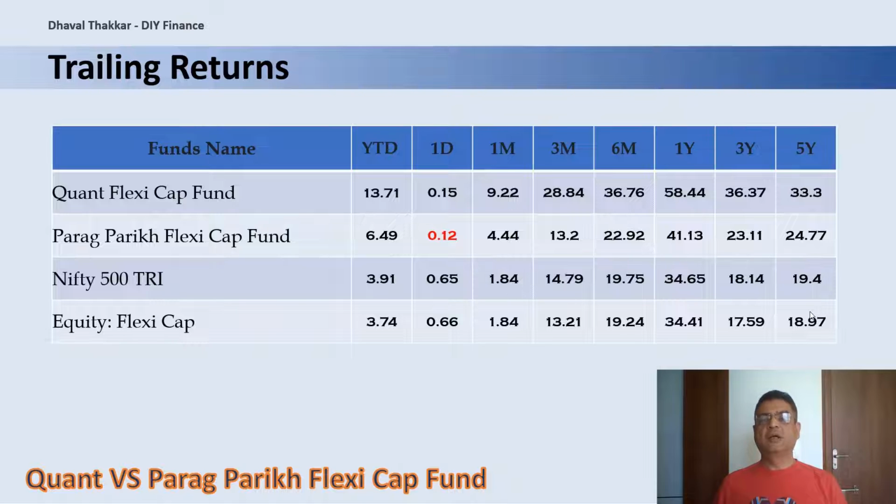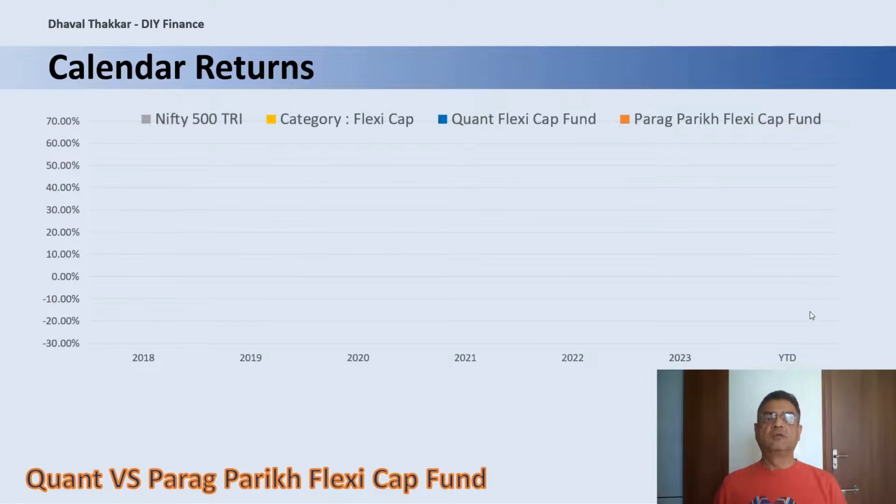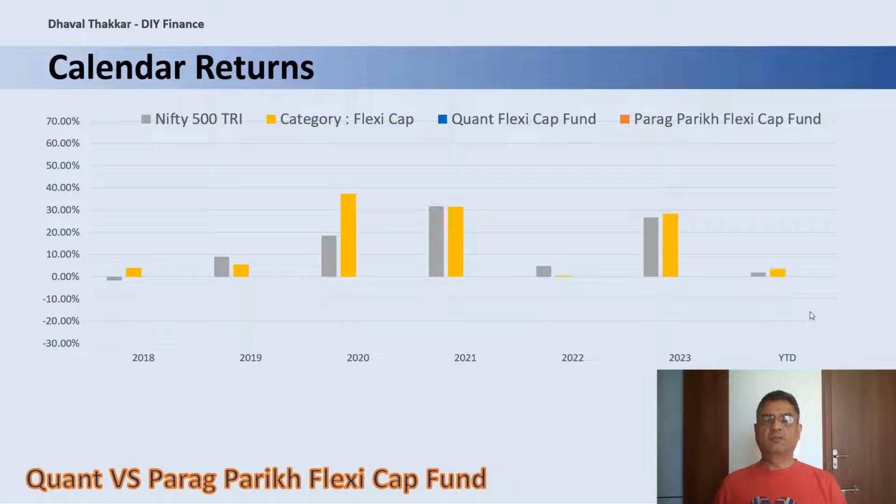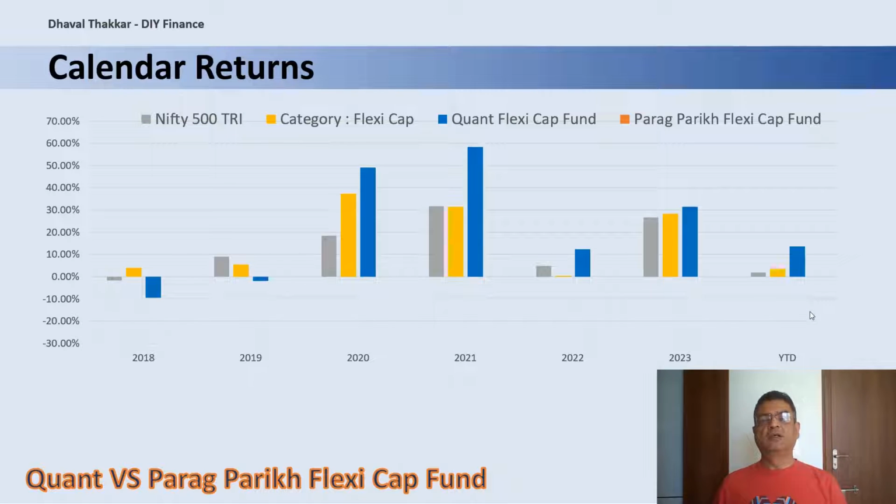So now let's check calendar returns for both these funds. Firstly, for Quant Flexi Cap Fund. Here we have data from 2018 to 2023 and also till date for this year. That is 7 years of data. Here, if you observe, the fund is able to beat its benchmark and the category 5 times out of the 7 years, which clearly makes the fund quite consistent in its performance.